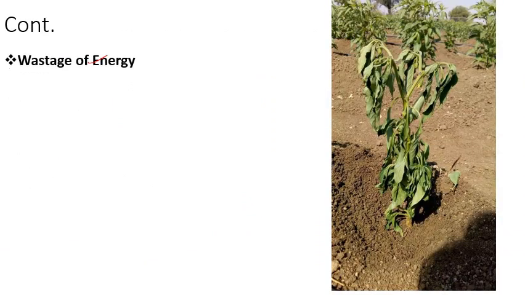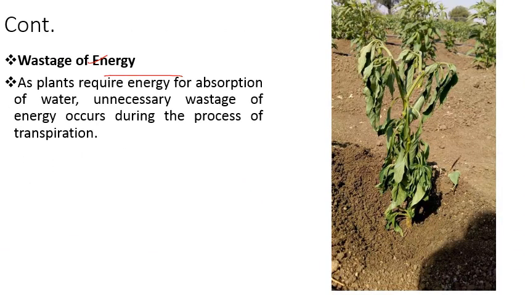Next is wastage of energy. A plant requires energy for absorption of water. Unnecessary wastage of energy occurs during the process of transpiration. This is another viewpoint, that is, a harmful impact of transpiration.